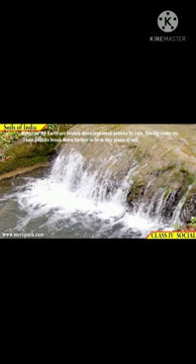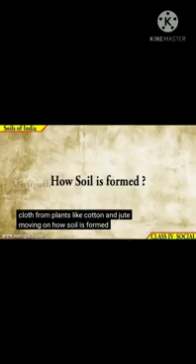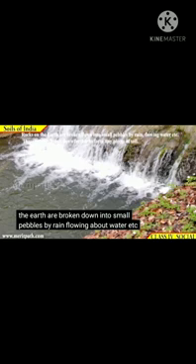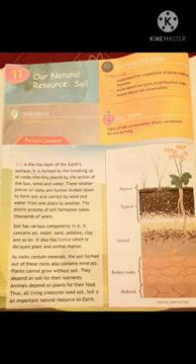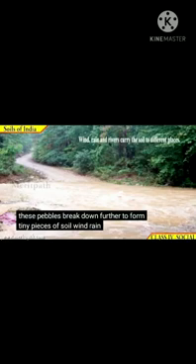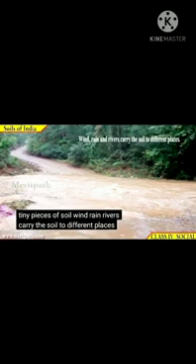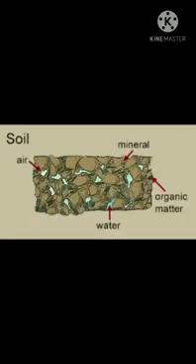The entire process of soil formation takes thousands of years. Soil formation takes how many years? Yes, thousands of years. Next, soil has various components in it. Various components means different types. It contains air, water, sand, pebbles, clay, and so on.